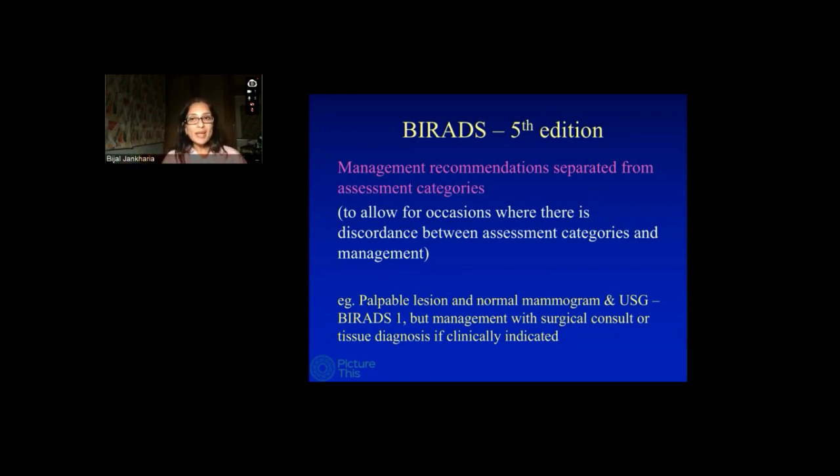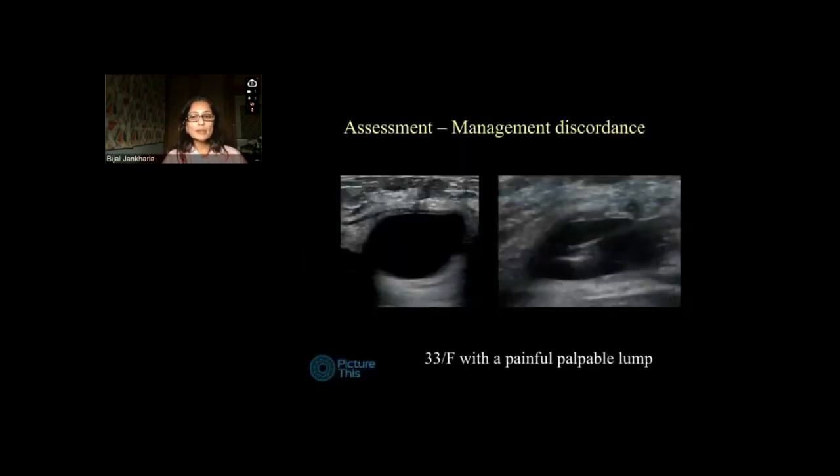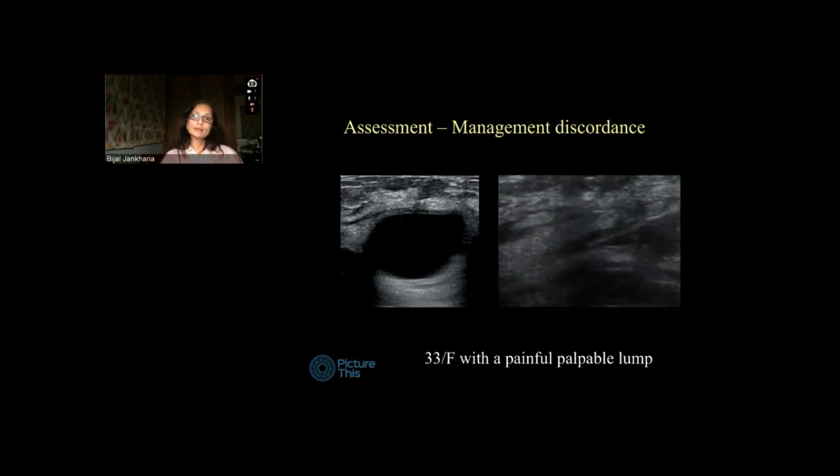But sometimes it so happens that we call it one category, but we still ask to biopsy. For example, this lady had a simple cyst in the breast, but it was painful, it was tender, and she said, please just do something about it. So we give it as a BI-RADS category 2, but we are going to recommend an aspiration if the patient wants it, which we do.